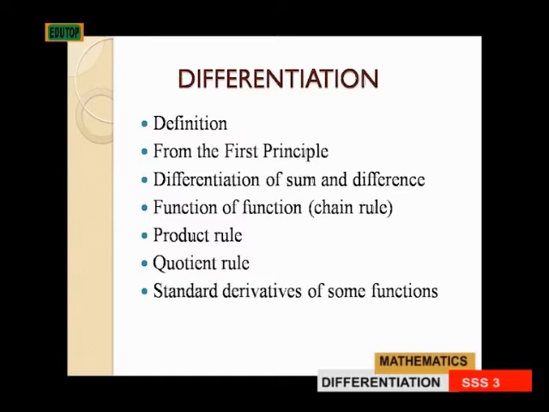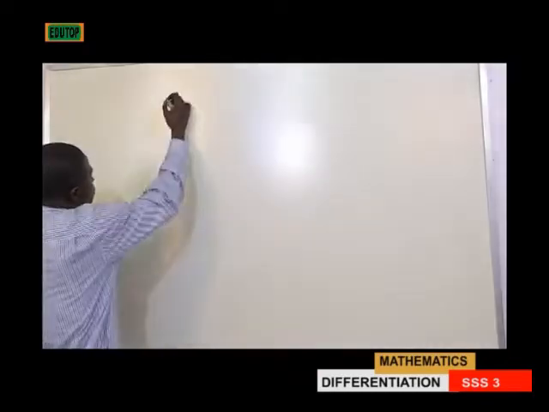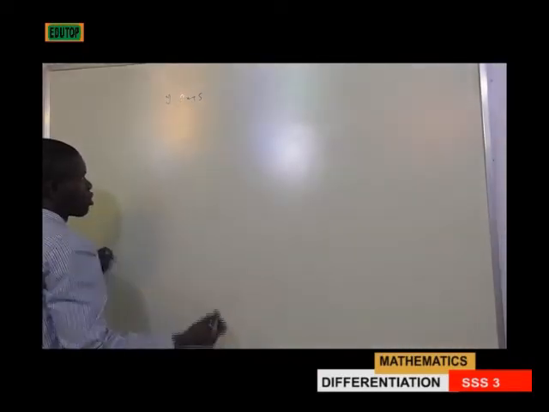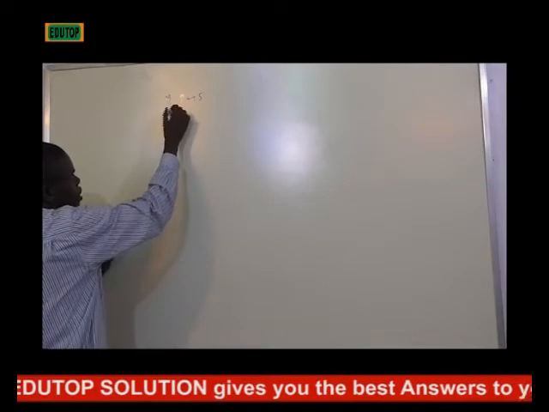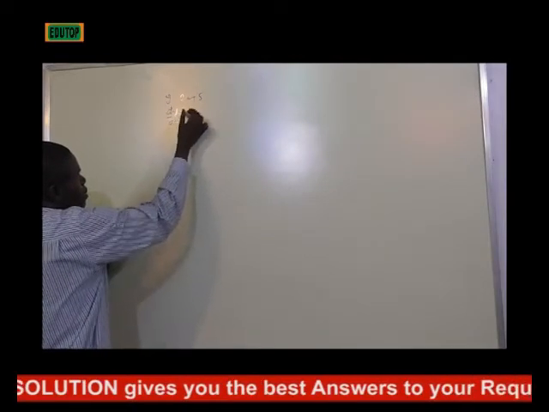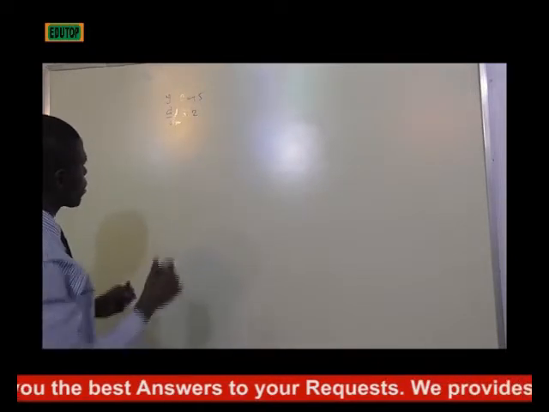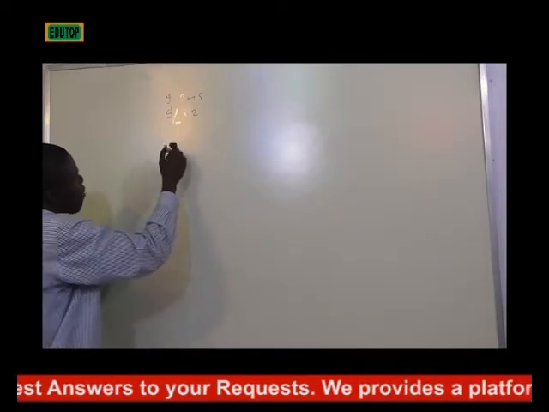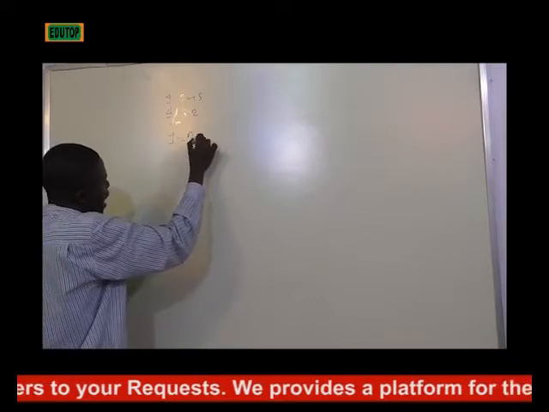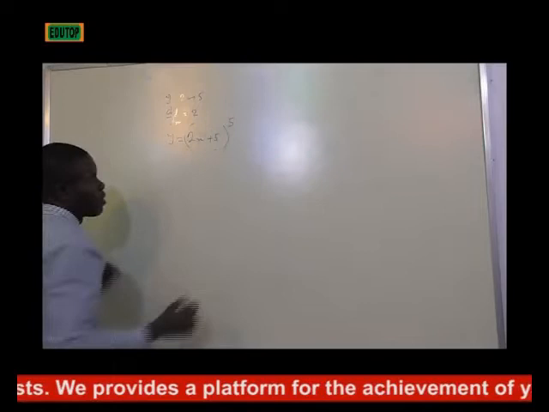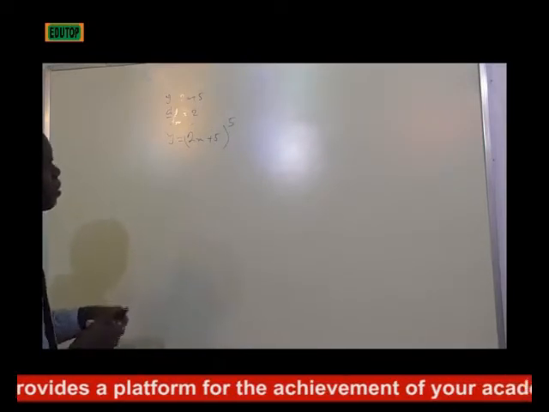What do we really understand by function of function? If you have y equals 2x plus 5, this is never a function of function. If you are asked to differentiate it, you just say dy/dx gives 2 as your result. But in a scenario whereby you have y equals (2x plus 5) raised to power 5, how do you differentiate this?